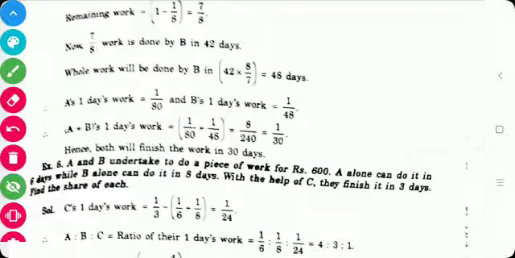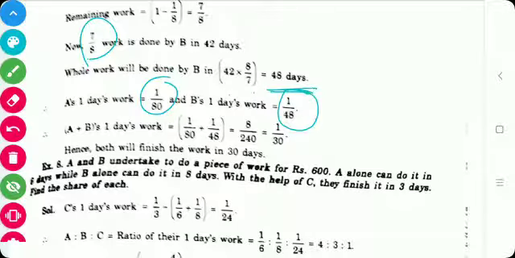Okay. So the whole work will be done by B in 42 into 8 by 7, as this is the 7 by 8 work. So the time is 8 by 7 times 42, which is 48 days. So B will do that work in 48 days. So A's 1 day work is 1 by 80 and B's 1 day work is 1 by 48. So together we will add this.